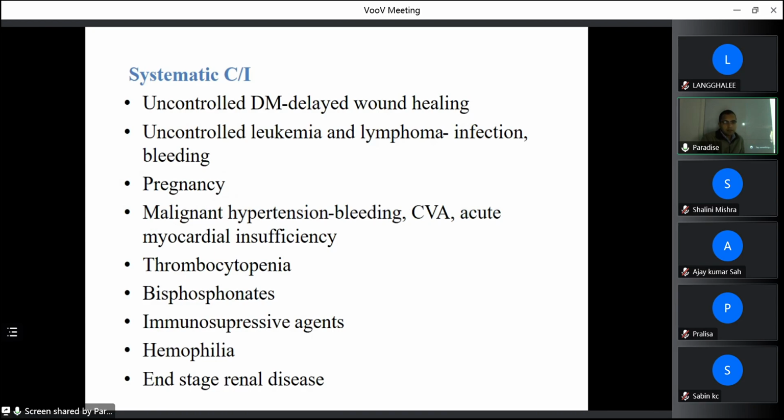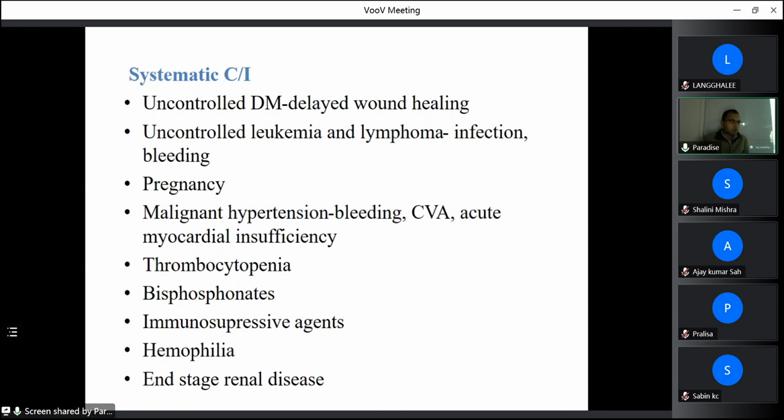In case of uncontrolled leukemia or lymphoma, in case of leukemia, an abundant amount of blood cells are present, but unfortunately, all of them have qualitative defects. Even though the quantity is more, they could not function normally. So the functional white blood cell count is less, so there are chances of infection. Platelet count is also less, so it will lead to bleeding. In case of pregnancy, it's better to avoid extraction.